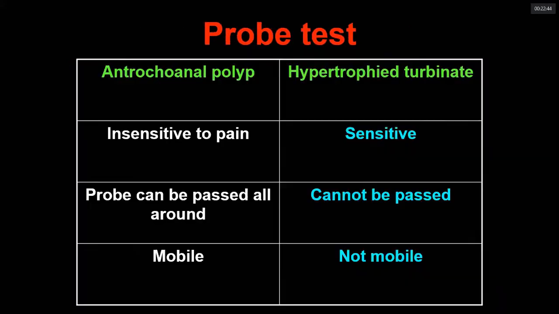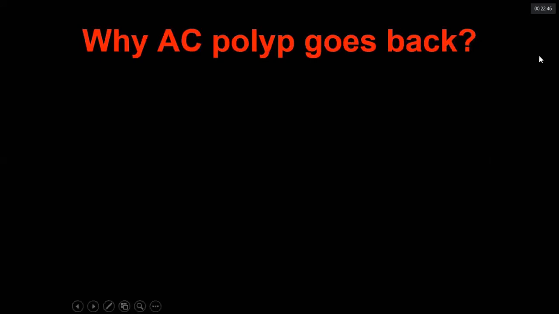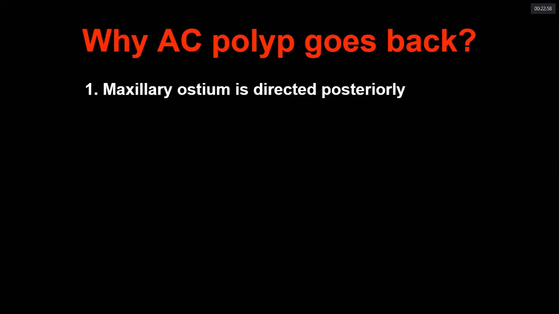Okay, so why does it go back? There are a few reasons for it to go back. Sometimes you may be asked, but this is a more important question for PG students. The maxillary sinus ostium is directed backwards, right? To make you understand, okay?